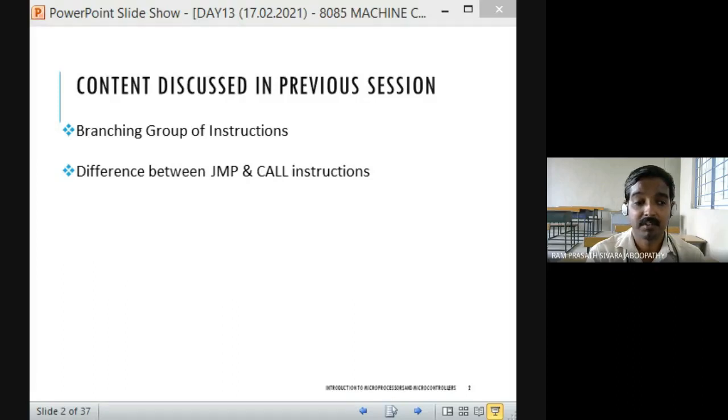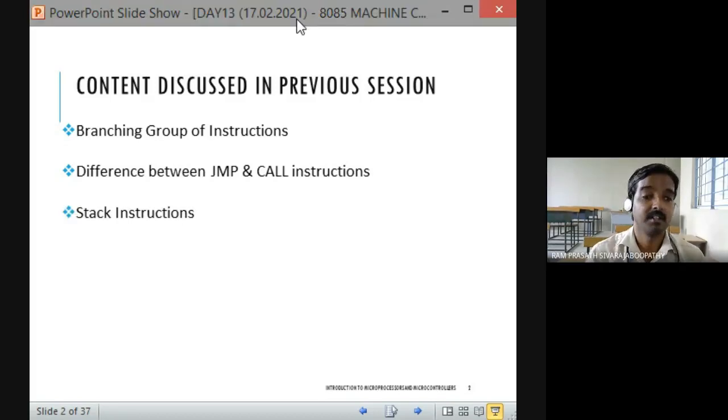Yes, by default, when we are using the call instruction, the return address gets stored into the stack memory. So when the return instruction is executed, it pops out the return address from the stack memory and continues the main program. Correct? Fine. Then we went on to the stack instructions.